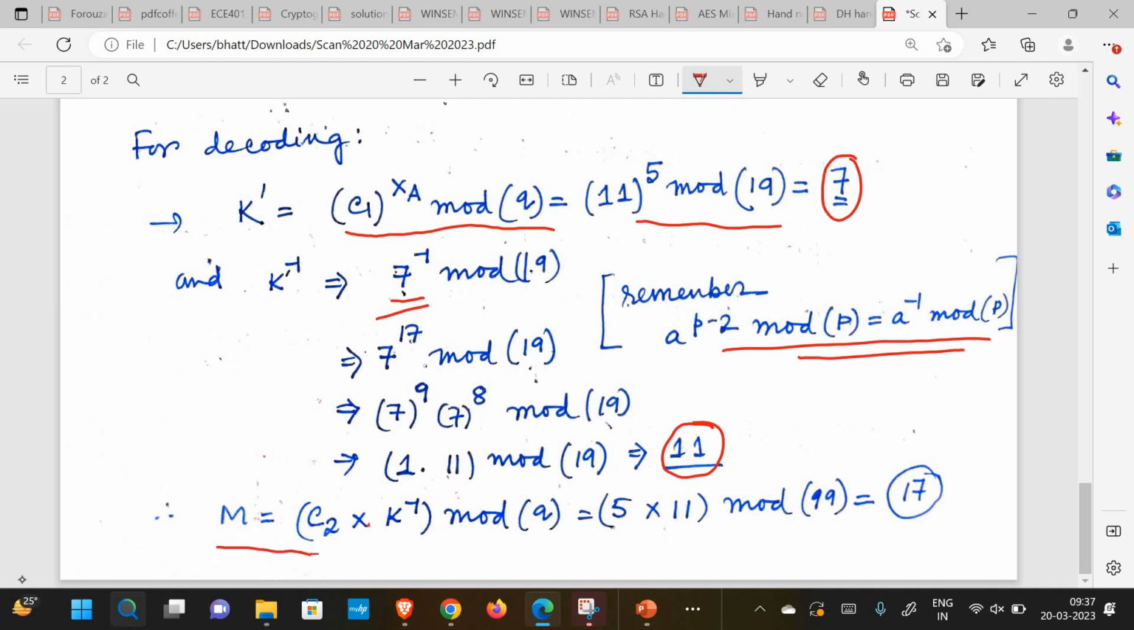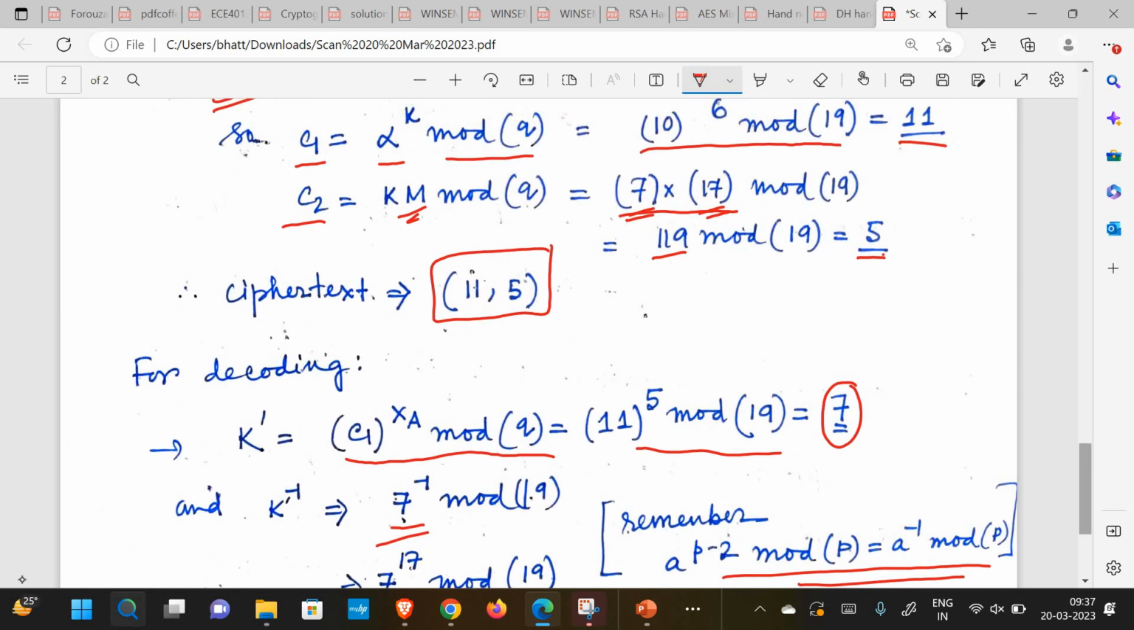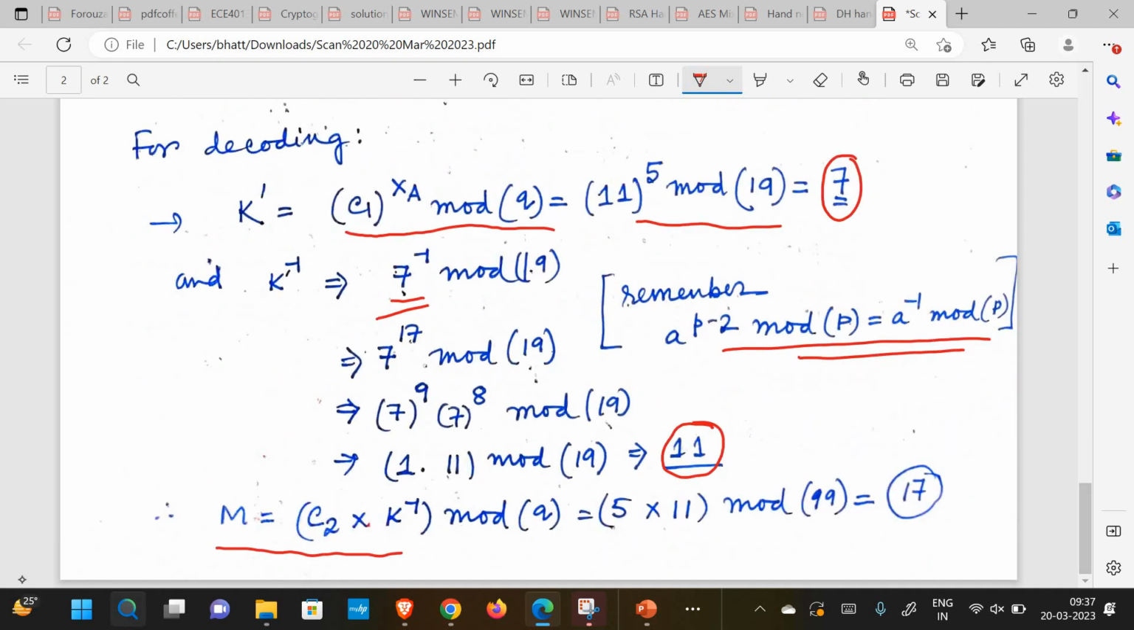We substitute in the last equation. So C2 is given by, C2 was 5. So 5 multiplied by k inverse mod 19 and we get 17 as the message. So my m was 17. My m prime is also 17. Hence the data has been exchanged from one transmitter to receiver using the ElGamal technique and using the small k and capital K elements.